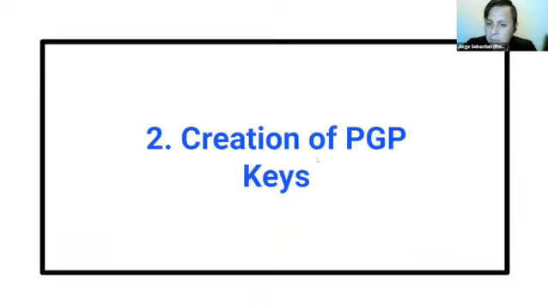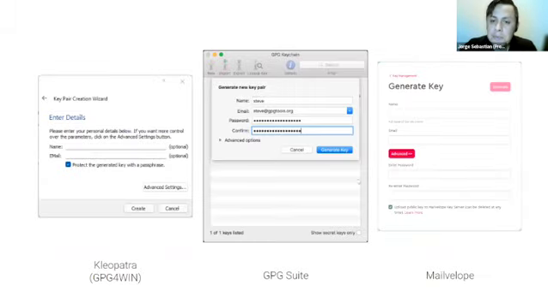All right, so let's go over the steps of how to create your own set of PGP keys so you can start using encryption. As I said, the process is pretty much the same for every tool. On the left-hand side, we have the screen for Kleopatra, a Windows-based tool. In the middle, we have the screen for Mac. And on the right-hand side, we have the Mailvelope screenshot. So it's pretty much the same. You enter your email, your name, you create a password, and that's it.